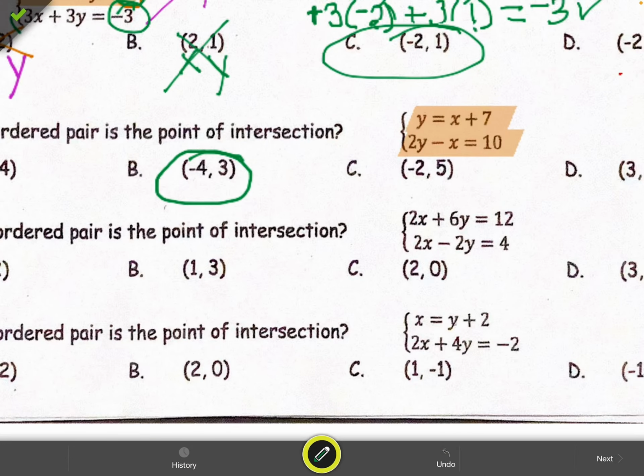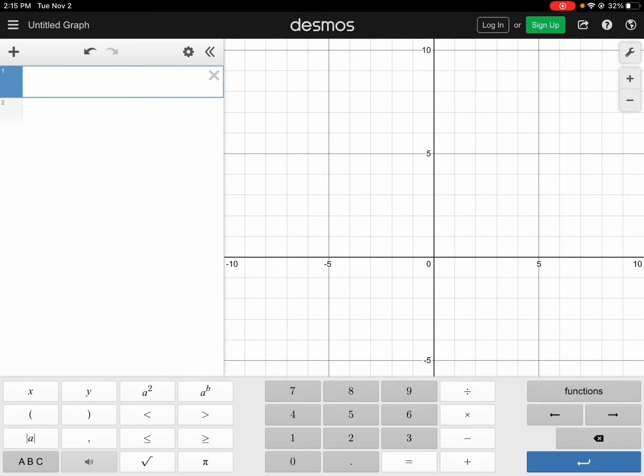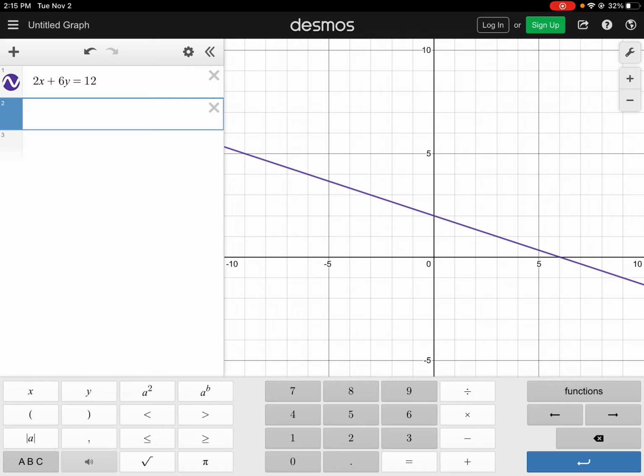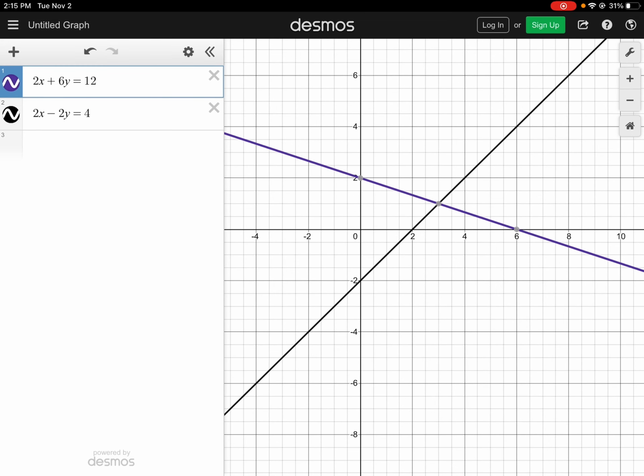All right, let's try number 2. We're going to type in 2x plus 6y equals 12. And then we're going to type in 2x minus 2y equals 4. Now because they're giving me 4 answer choices, then they should intersect. Just a little common sense there. So again, you just type them in exactly the way you are given them. So 2x plus 6y equals 12. There's my first line. 2x minus 2y equals 4. There's my second line. They should intersect. If you don't see the intersection, zoom in, zoom out. Tap where they intersect. It'll put a dot. Tap it again. That is your solution.